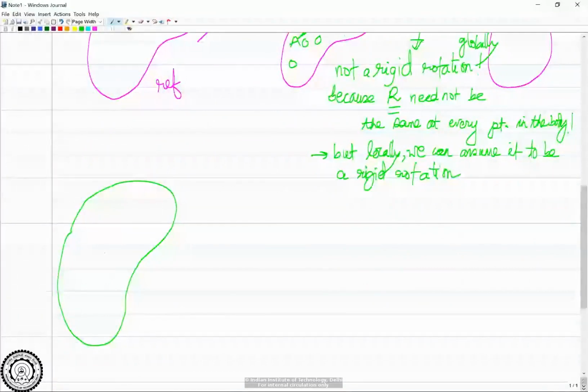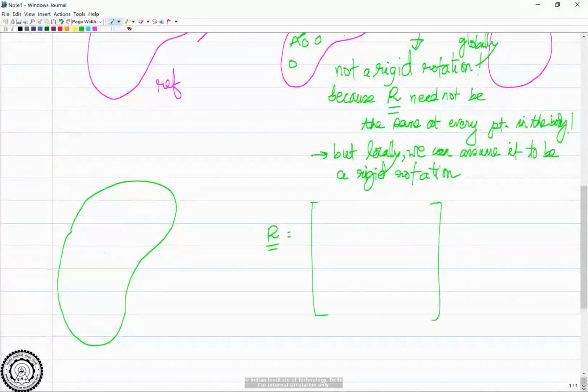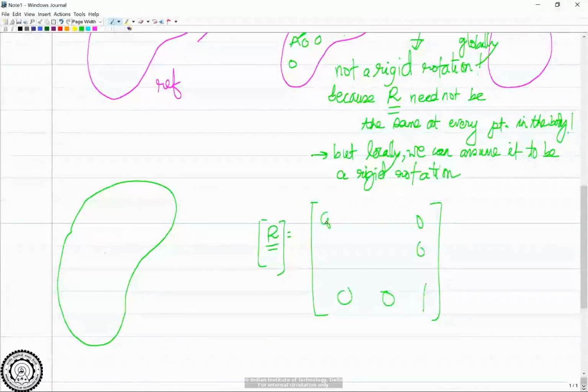For example, think of rotation about the E3 axis. So this big R, the matrix will be: first row cos theta, minus sine theta, 0; second row sine theta, cos theta, 0; third row 0, 0, 1. Okay?